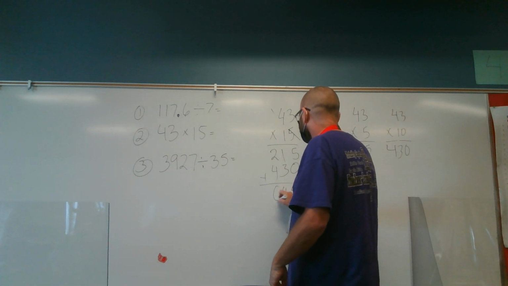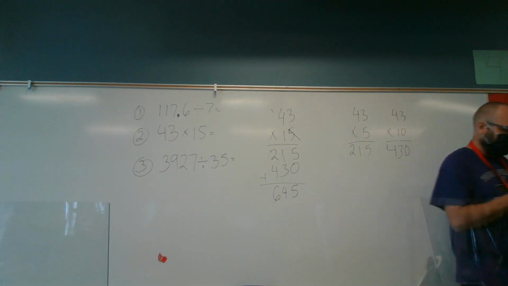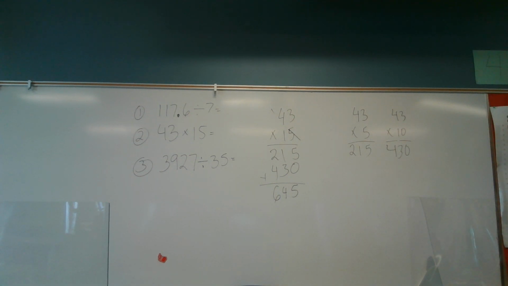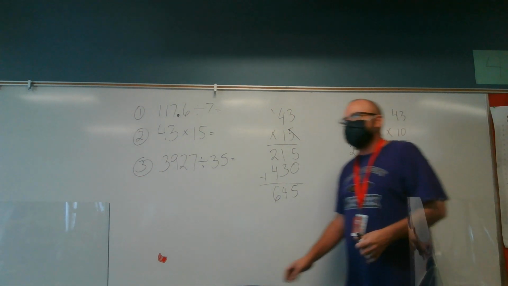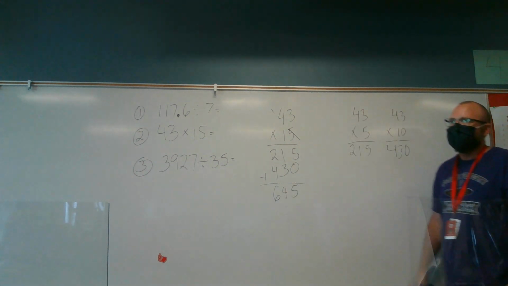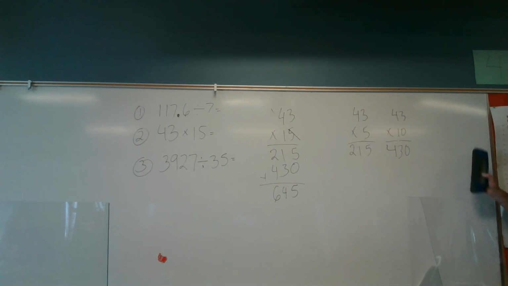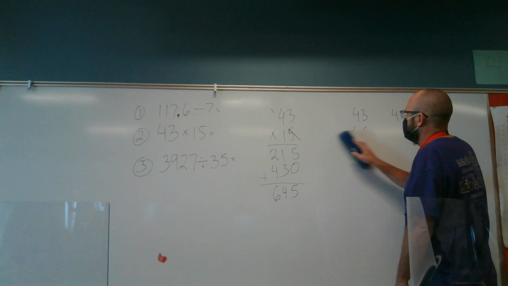Then we have 5. Then I have 645. As long as myself gives me all the correct information, myself would be right. Now if I rushed through so I could get on to Prodigy, myself might be wrong.